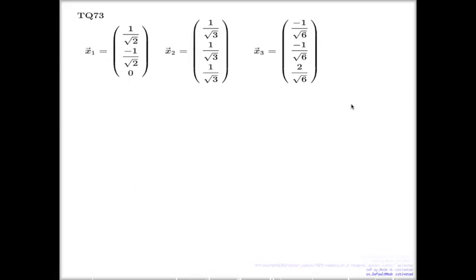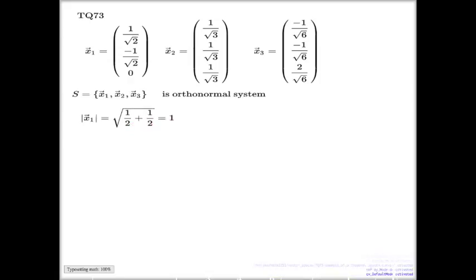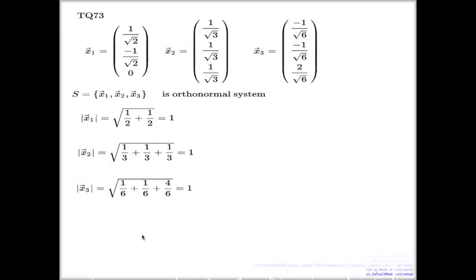Well, this is an example. That's the orthonormal system. We can check this directly. So I claim that this system, S, which consists of these three vectors in R3, is orthonormal. Here's a check. For instance, the length of x1, the length of a vector, is the sum of the squares under the square root. If you square these two 1 on root 2's and add them up, it's 1, the root is 1. Length of x2, similar story, 1 on 3 plus 1 on 3 plus 1 on 3 is 1. Length of x3, again, 1. So it is a normal system. Normal means unit vectors all the time.